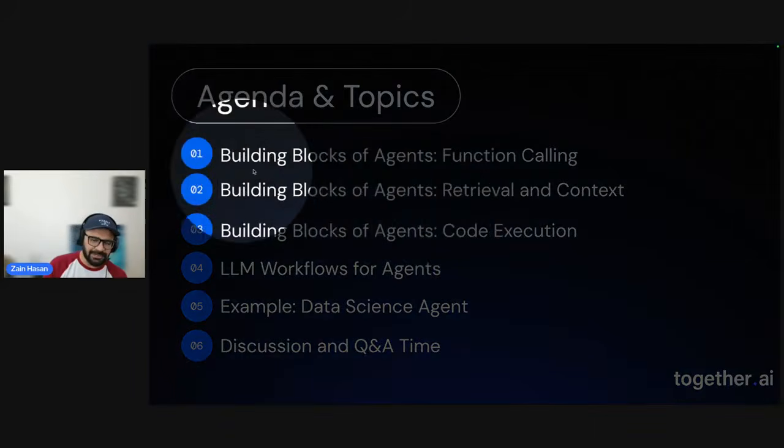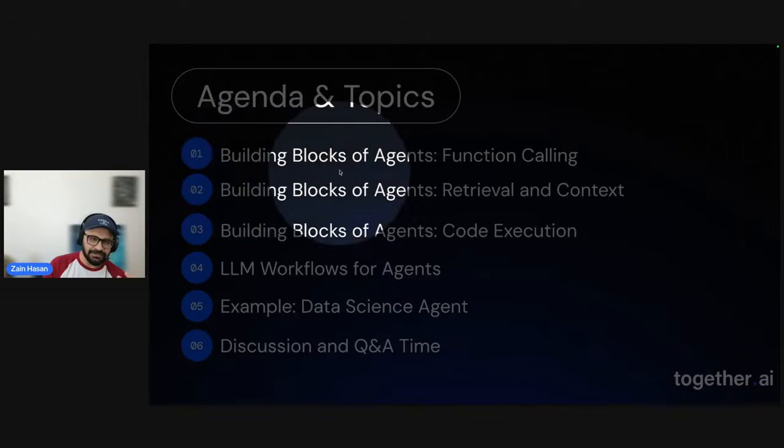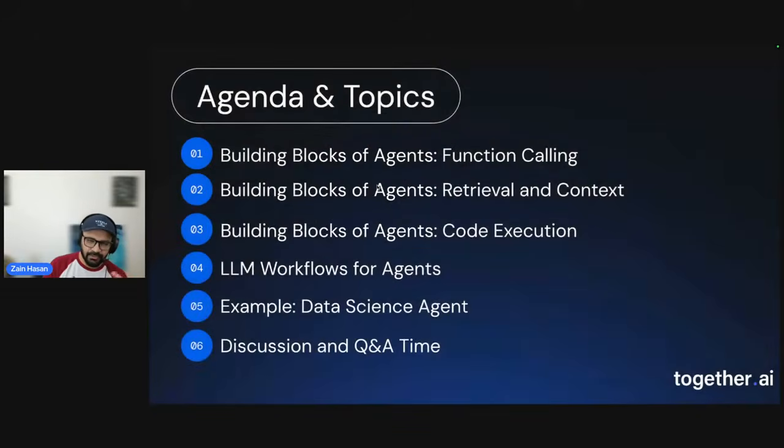There are three things that I'm going to take from scratch. I call them the building blocks of coding agents. The first thing is function calling. I'll introduce function calling and what it is. This is the foundation of pretty much any agent that you'll hear about. Then I'll talk about retrieval and context, and this is pretty key. It'll solve a big problem.